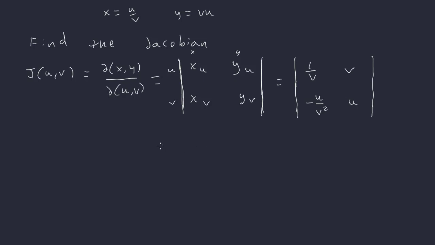Okay, so we take the determinant of this matrix: the main diagonal times the main diagonal minus the off diagonal. So it will be u over v minus a negative uv squared times v. Here the v's cancel, and we get uv plus uv, so we're going to get 2uv. Okay, so there's the Jacobian.